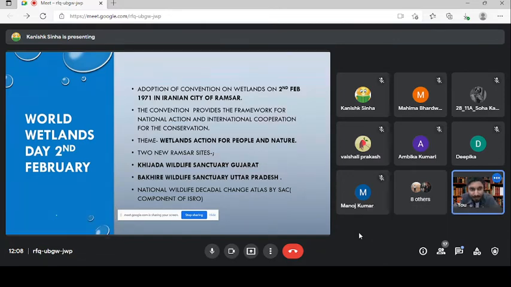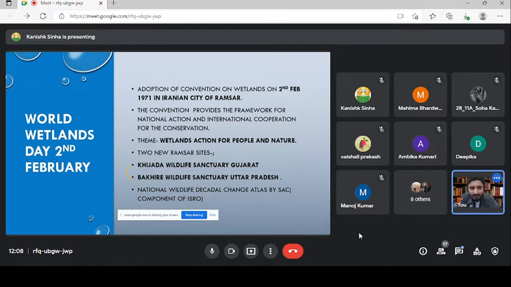You have to mark it. Very important, guys. This is very important from CLAT perspective. Two new Ramsar sites have been included in India. One is the Khijadia Wildlife Sanctuary, that is in Gujarat, and the other is Bakhira Wildlife Sanctuary, that is in Uttar Pradesh, guys, taking the total number of wetlands in India to 49.